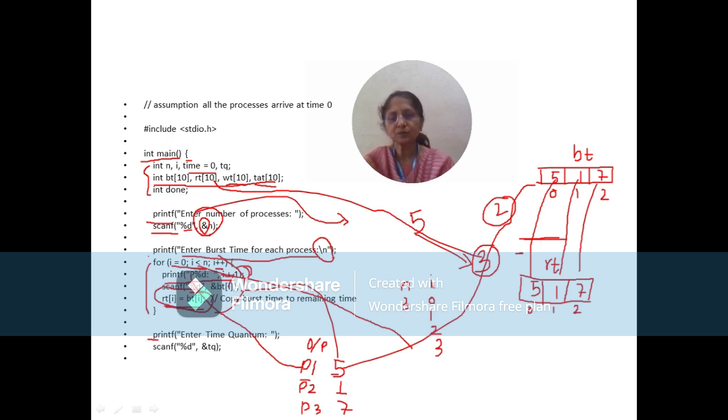Okay. So control comes to this printf statement, enter time quantum, that will be displayed for the user, and the user has to enter the time quantum. Suppose the user enters the time quantum as 2. So where are we storing this time quantum? We are storing this time quantum into the variable called TQ. What is the name of the variable? TQ. TQ stands for time quantum. So just remember n is 3, time quantum is 2, and these are our arrays BT and RT.